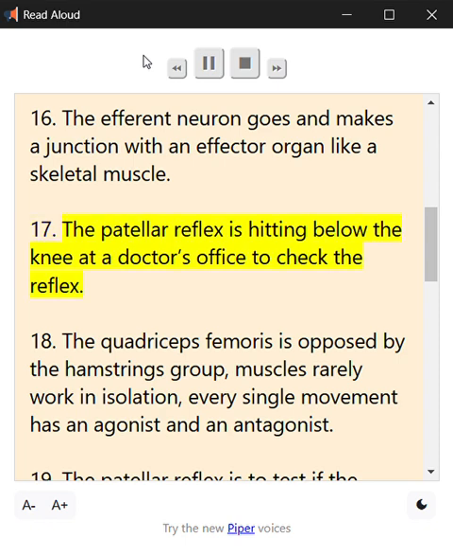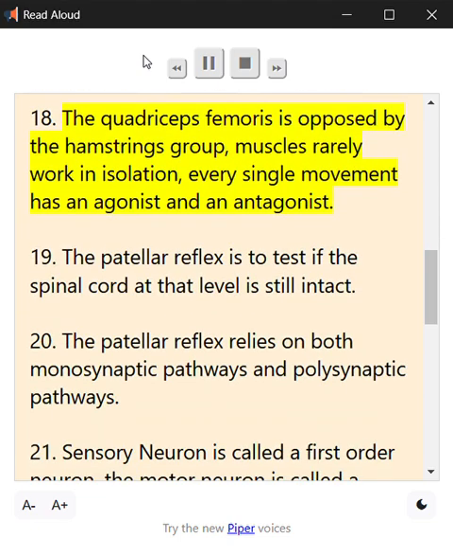17. The patellar reflex is hitting below the knee at a doctor's office to check the reflex. 18. The quadriceps femoris is opposed by the hamstrings group. Muscles rarely work in isolation. Every single movement has an agonist and an antagonist. 19. The patellar reflex is to test if the spinal cord at that level is still intact. 20. The patellar reflex relies on both monosynaptic pathways and polysynaptic pathways.